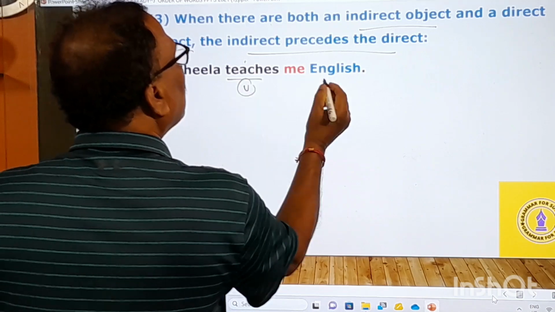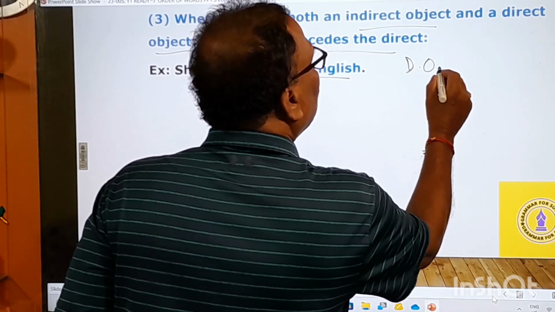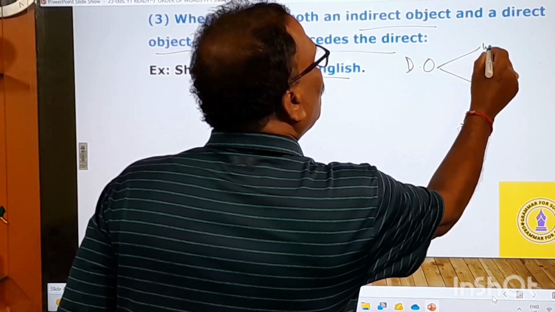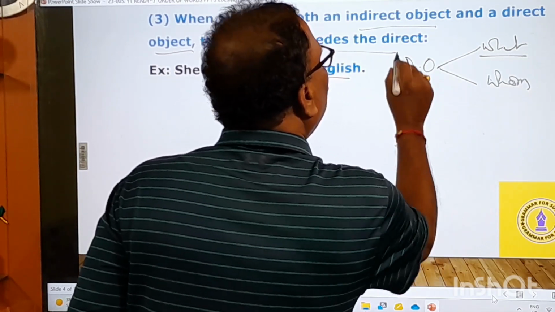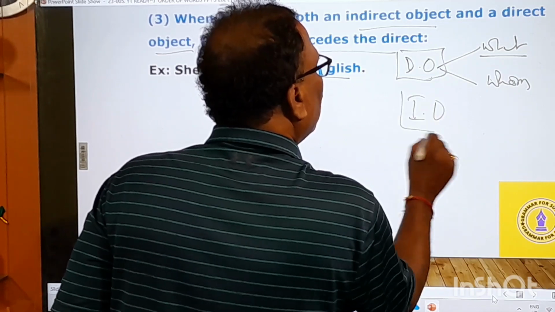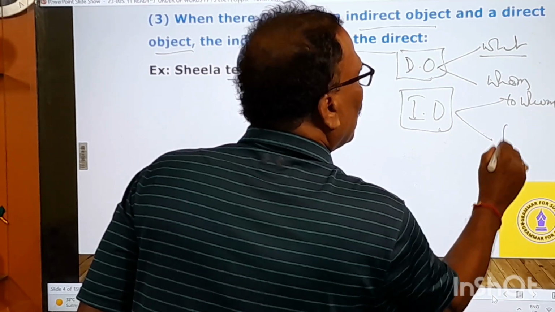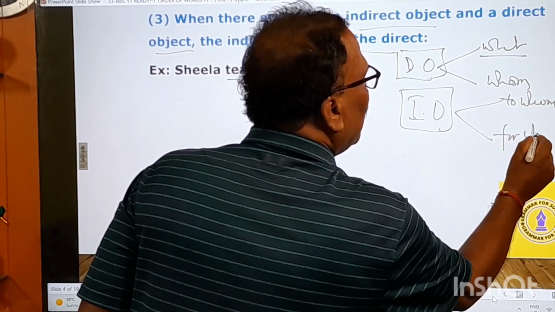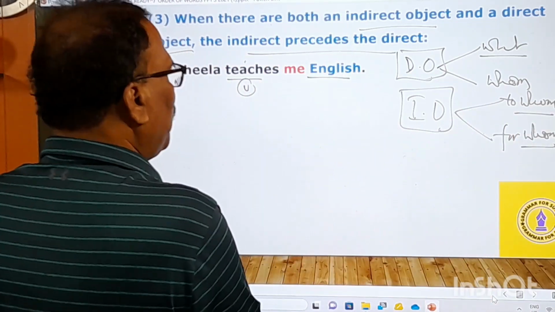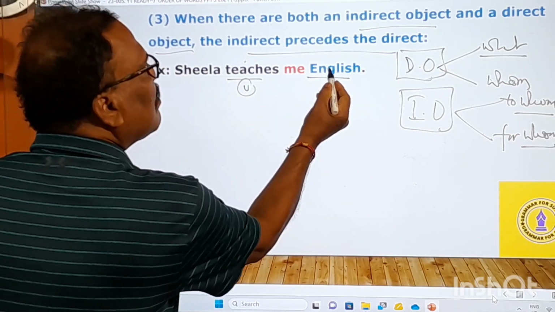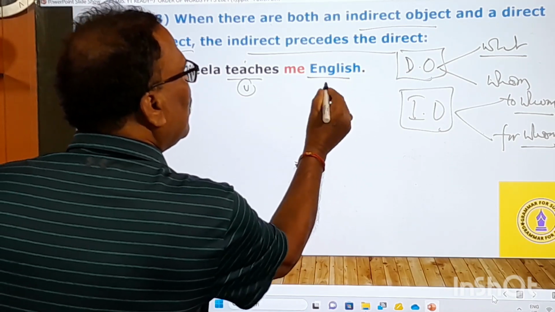Sheila teaches what? English. So if you want to get the direct object, you must question the verb with what. What? You get the direct object. What or whom? You get the direct object. And if you question the verb with to whom, for whom, generally the indirect object is persons. So that's why to whom or for whom you get the indirect object. So here Sheila teaches what? For the question of what, always you get some answer. That answer is the direct object.